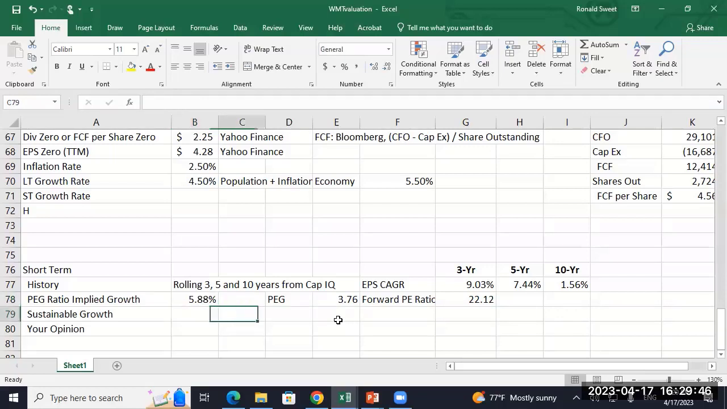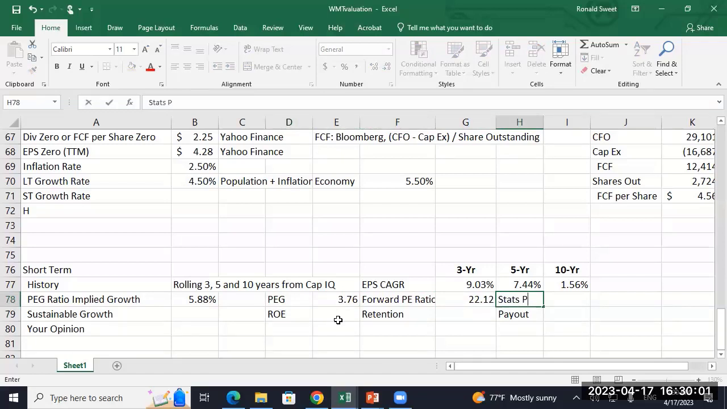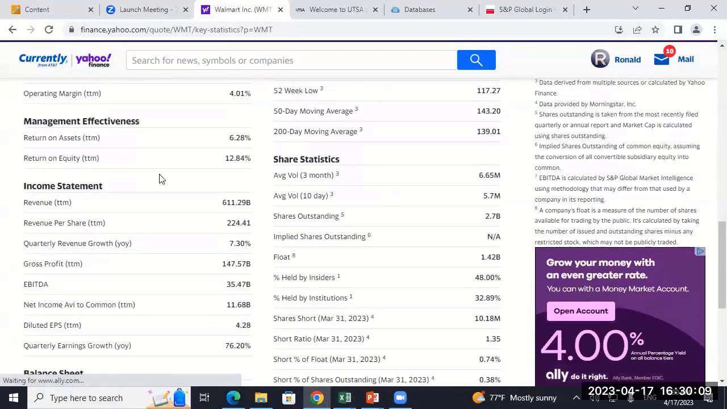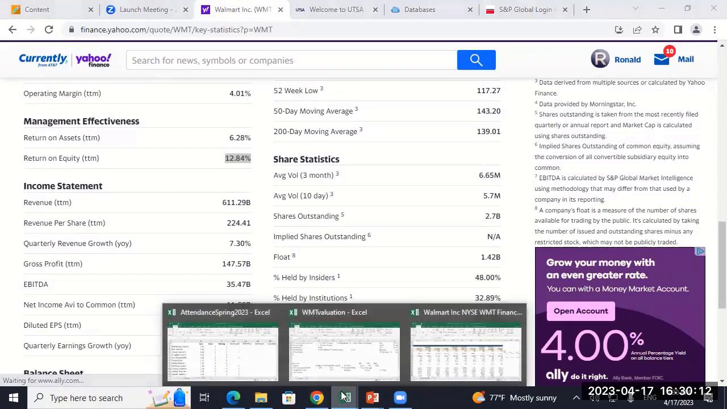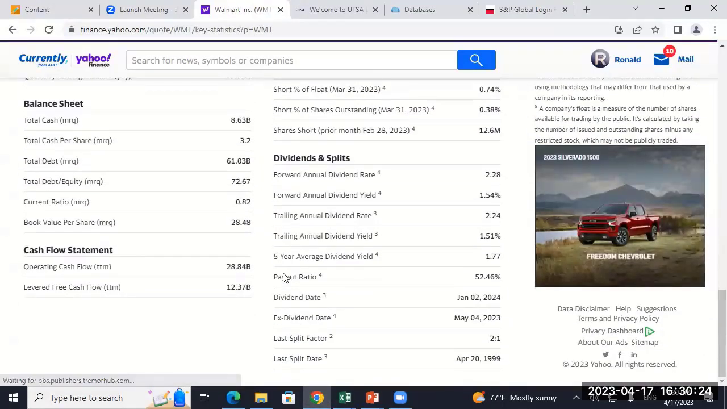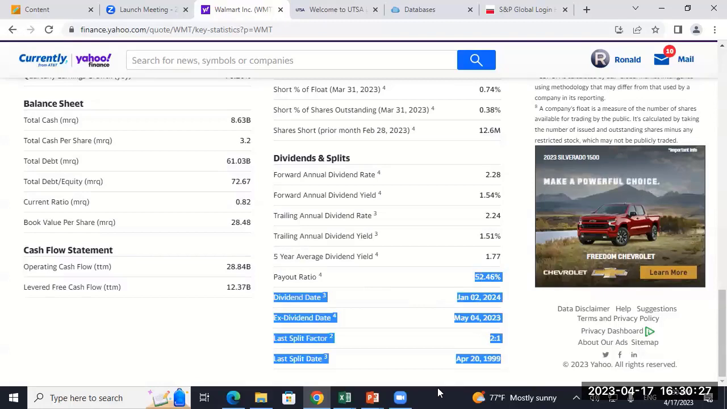And then sustainable growth. Remember, on this one you need ROE and retention. Retention is 1 minus the payout. So the PEG ratio and the forward PE, you get from the stats page. This you get from the stats page as well. So ROE, return on equity, is right there, 12.84%. The payout we can get as well. There it is, payout ratio, 52.46%.